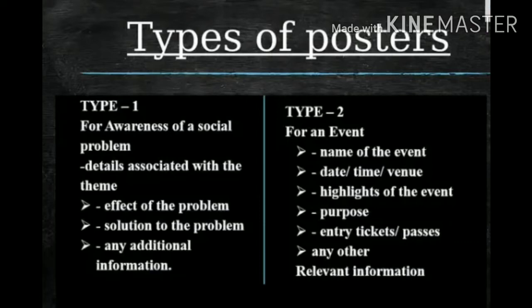So what is this event poster? It refers to a decorated piece of paper informing about the event going to take place. Basically, the second type is an event poster. So the name of the event, date, time, venue, highlights of the event, purpose, entry tickets or passes, or any other relevant information has to be put on in this type of poster. So we have learned 2 types of posters. One is non-event posters and the second one is event posters.